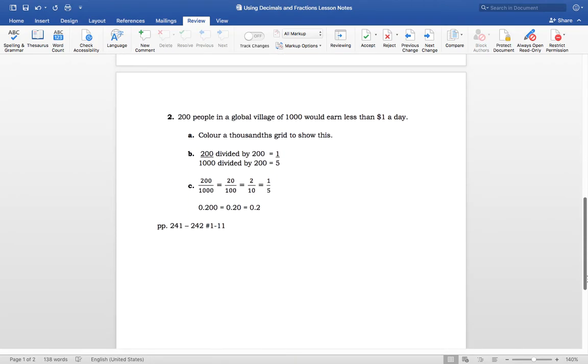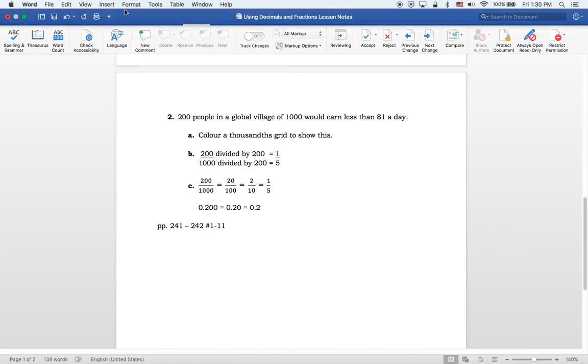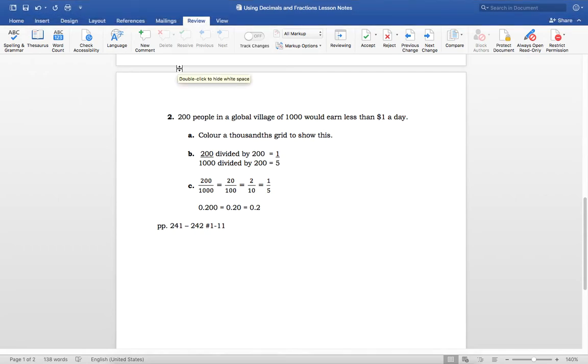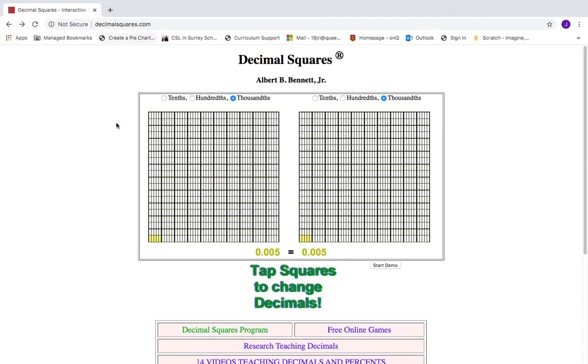Now, number 2 says that 200 people in a global village of 1,000 earn less than $1 a day. That's pretty sad, but there is a reality to that in the world. So the first thing it wants me to do is color a thousandths grid to show this. So that's what I will do. So I'm going to go back to the decimal website, decimalsquares.com, and I'm going to show 200 out of 1,000.